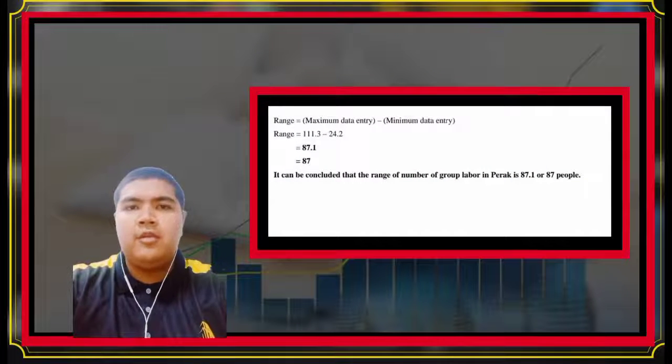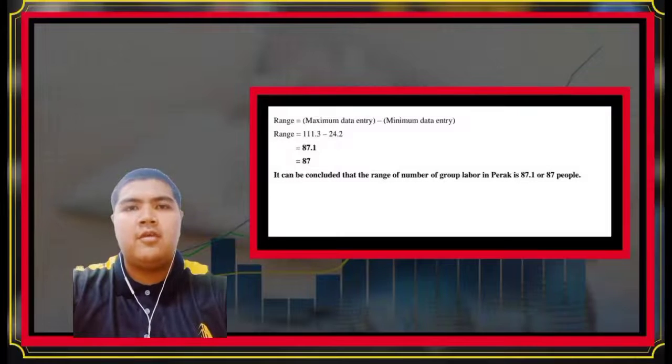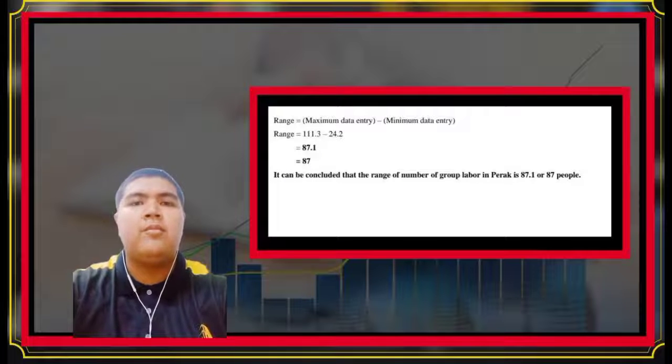But the answer needs to be rounded off to the nearest number for a better answer. So you will get the range answer at 87, and that can be concluded that the range of the number group of label in para is 87 people.